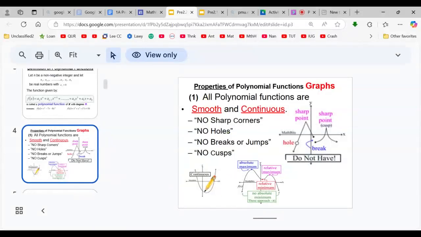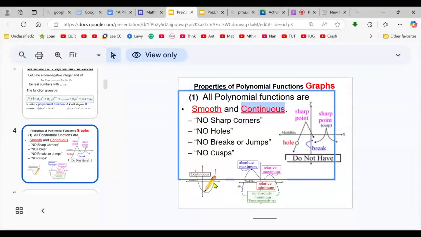Properties of polynomial function graphs. All polynomial functions are smooth and continuous. So take a look at this. No sharp corners. Is this a sharp corner? Yes, a sharp point or sharp corner. No holes. Do you have a hole here? Yes. No breaks or jumps. Do you have a break here? Yes. No cusp. Cusp means like this one is a cusp. So this is not a polynomial function. Is this clear? Yes.